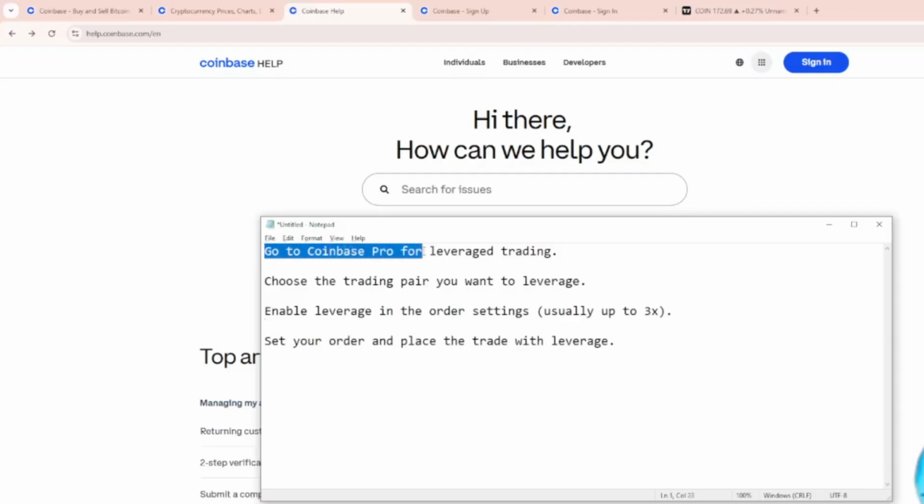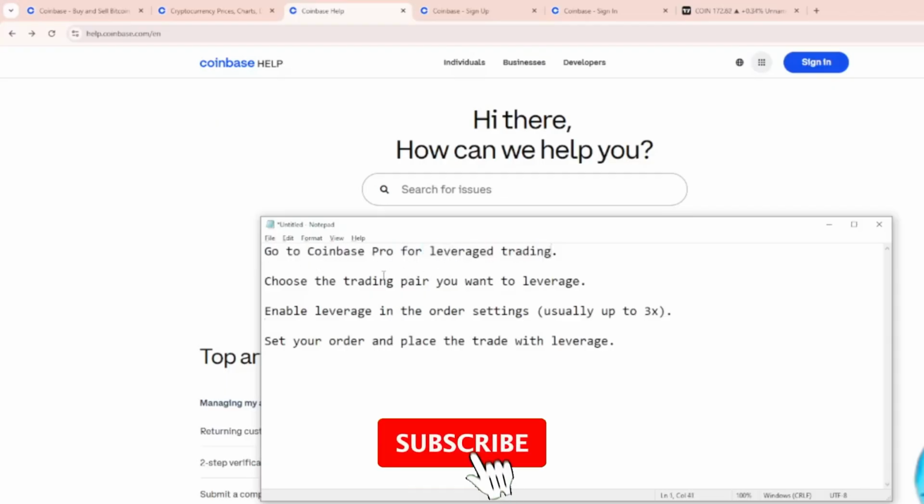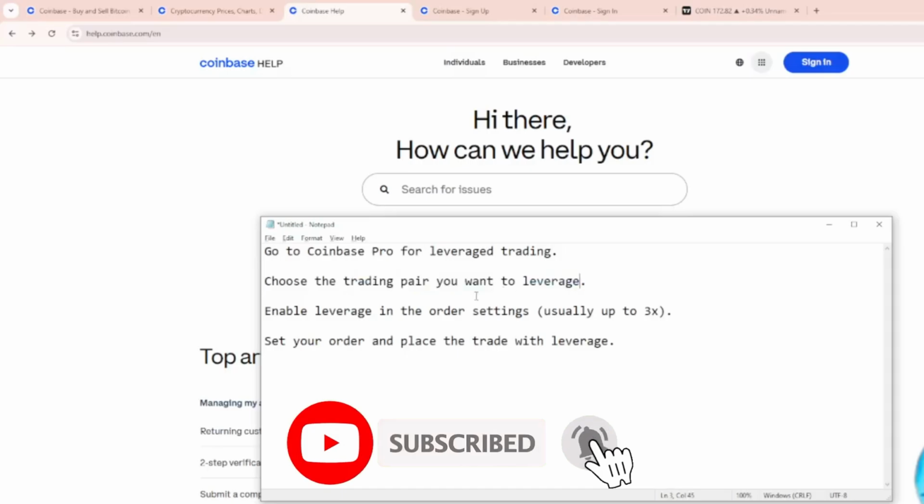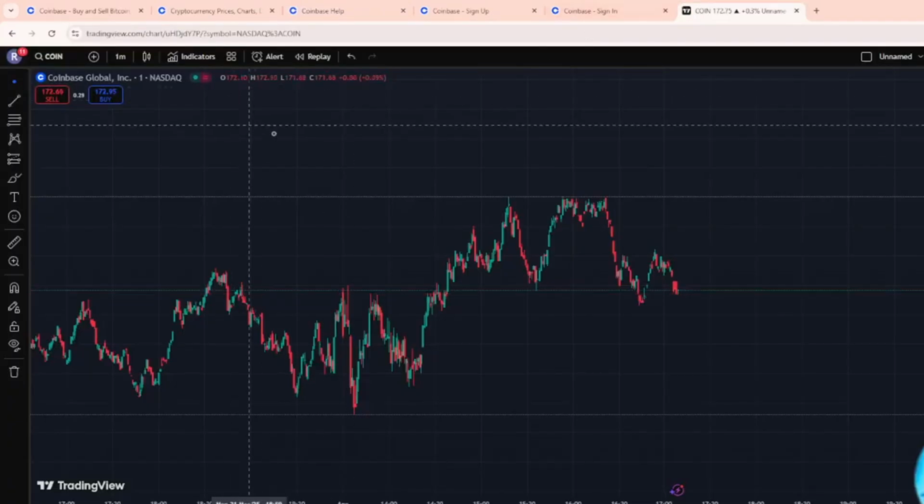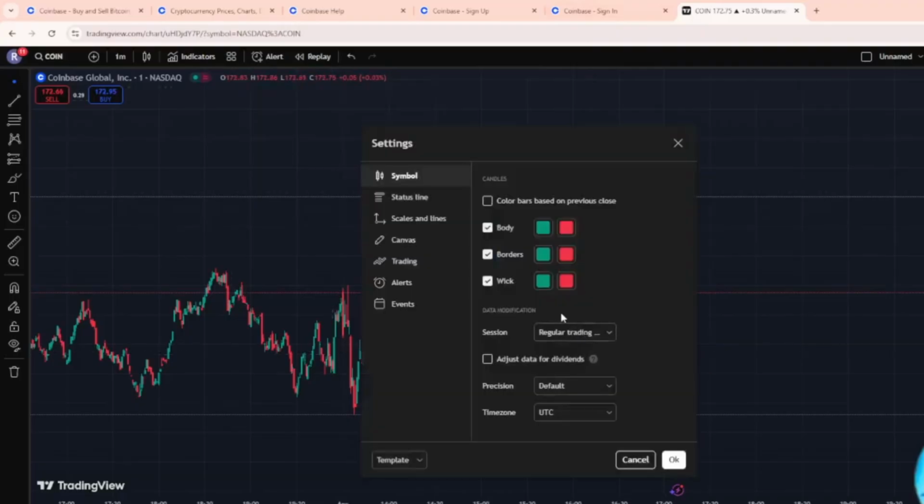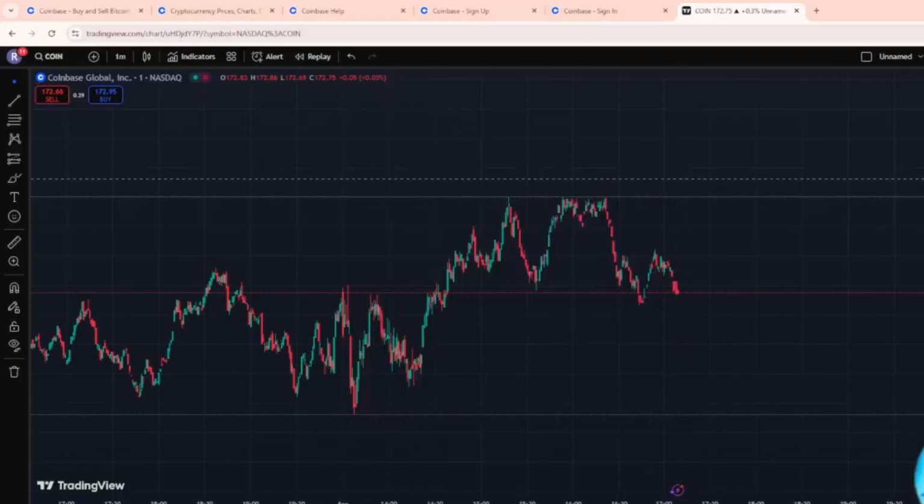So always trade carefully. To use leverage on Coinbase, make sure your account is eligible for leveraged trading. Then open the trading section, choose a cryptocurrency, select your leverage level, and enter your investment amount. Review the fees and confirm your order.